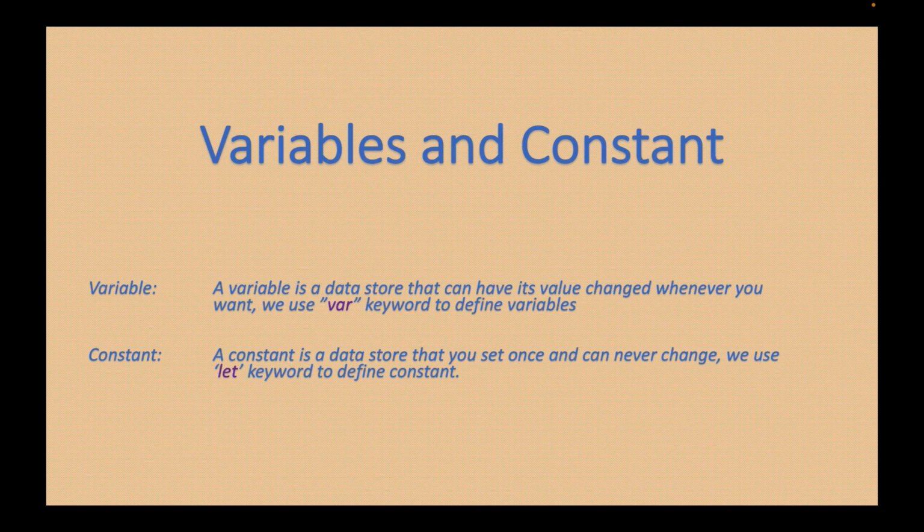Variable is what? A variable is a data store that can have its value changed whenever you want. That means you can change its value anytime before using it. For that, you need to use the var keyword to define a variable. And the other is the constant. As the name says, a constant is a data store that you set once and you can never change it. Its value always remains the same and you can use it.